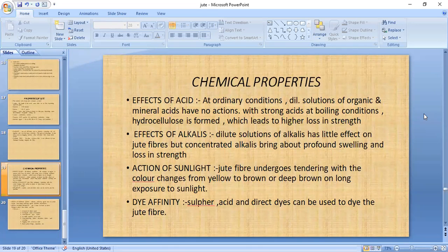Effects of alkalis: dilute solutions of alkalis have little effect on jute fibers, but concentrated alkalis bring about profound swelling and loss in strength. Action of sunlight: jute fiber undergoes tendering with the color changing from yellow to brown or deep brown on long exposure to sunlight. These can be dyed with sulfur dyes, acid dyes, and direct dyes. They have good affinity with sulfur, acid, and direct dyes.